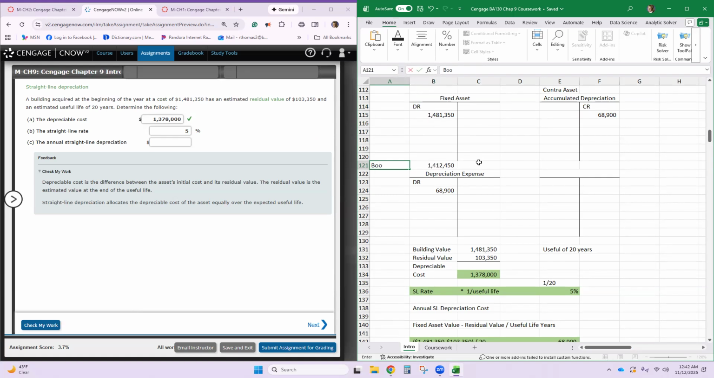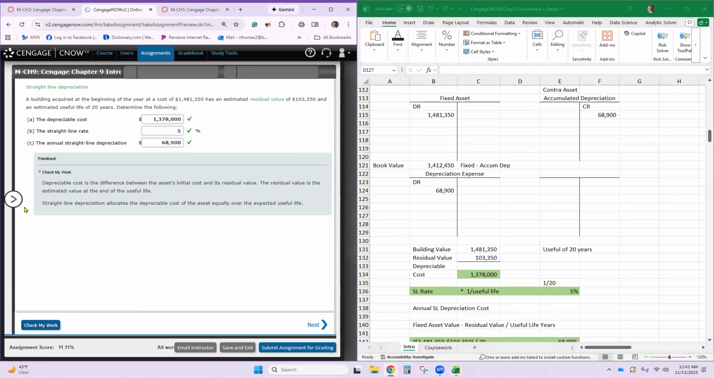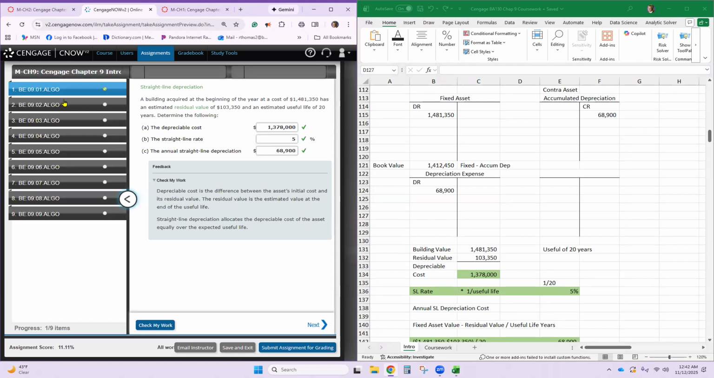Book value is the fixed asset minus accumulated depreciation. Knowing the book value of an asset will help with when we sell it. So the annual straight line depreciation is $68,900. Okay, so that is straight line. Let's go to another one.